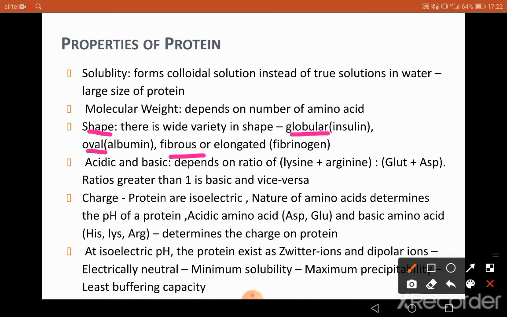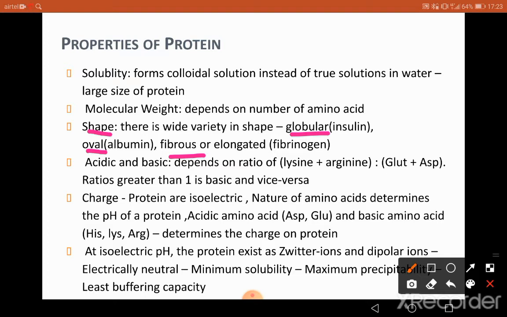Acidic and basic character depends on the ratio of lysine plus arginine to glutamic acid plus aspartic acid. A ratio greater than 1 is basic and vice versa. Less than 1 is acidic.